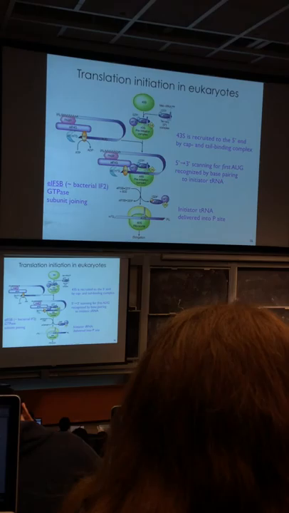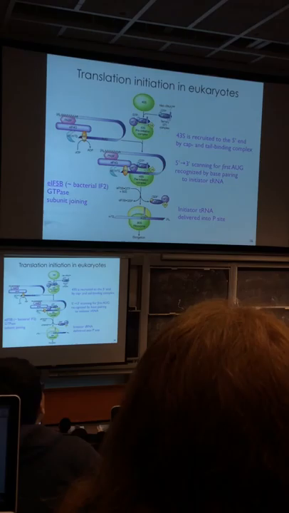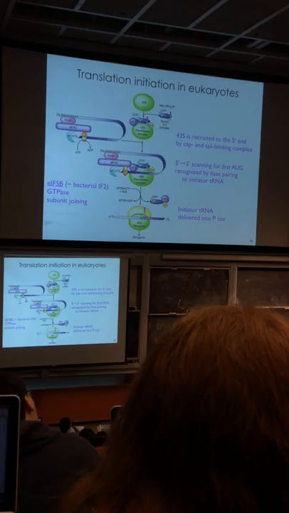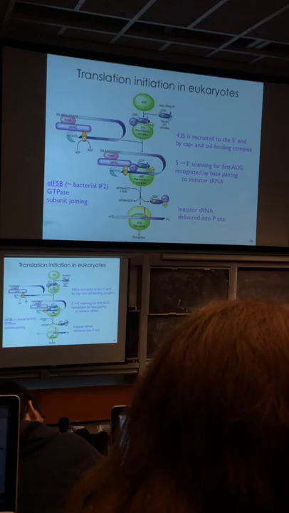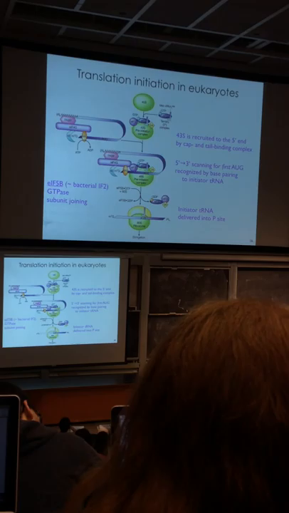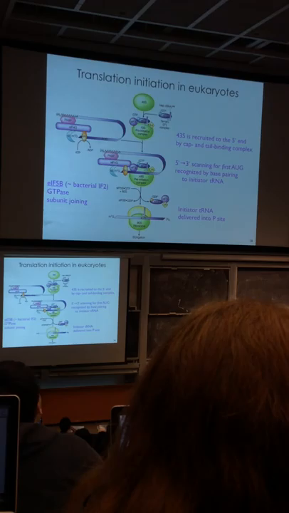And the scanning process is the reason why eukaryotic translation initiation happens specifically at the first AUG codon. So the first time this scanning complex encounters a start codon as it moves from the 5' end down the RNA will trigger GTP hydrolysis by eukaryotic initiation factor 2, and that is sort of a commitment step in translation initiation. So GTP hydrolysis by EIF2 is followed by the recruitment of this factor called EIF5B.